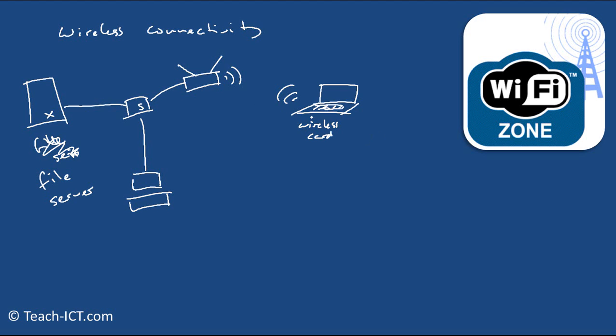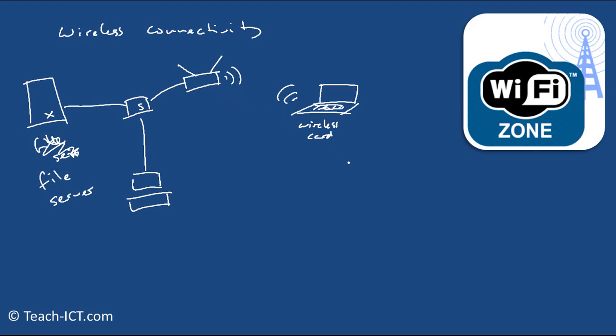You just need to explain that as long as you have a wireless access point, I said router, wireless access point is probably better, and as long as you've got a device with a wireless card in it, you can communicate. We'll come on to how you communicate a little bit later.